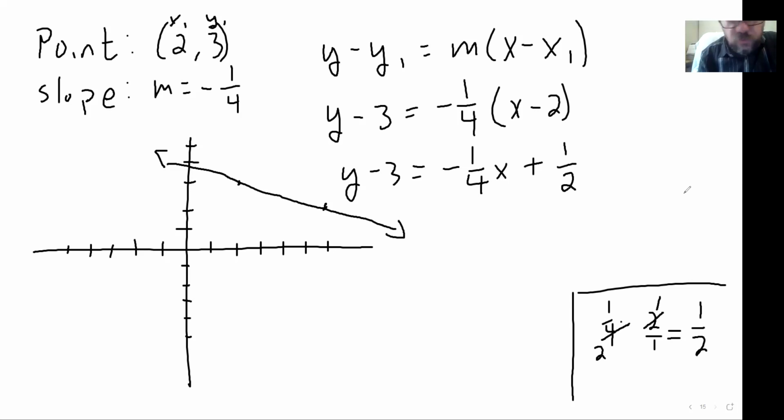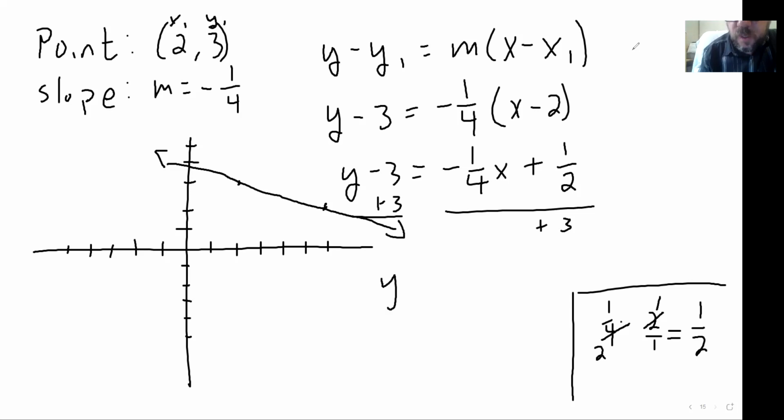Now that 1/2 doesn't look like this number over here, right? 1/2 would be down here. And the reason it doesn't look like that is because I'm not done. I have stuff over on the left side that I have to get rid of first. So you have to get all the way to y equals mx plus b if you want to be able to identify the slope and the y-intercept easily.